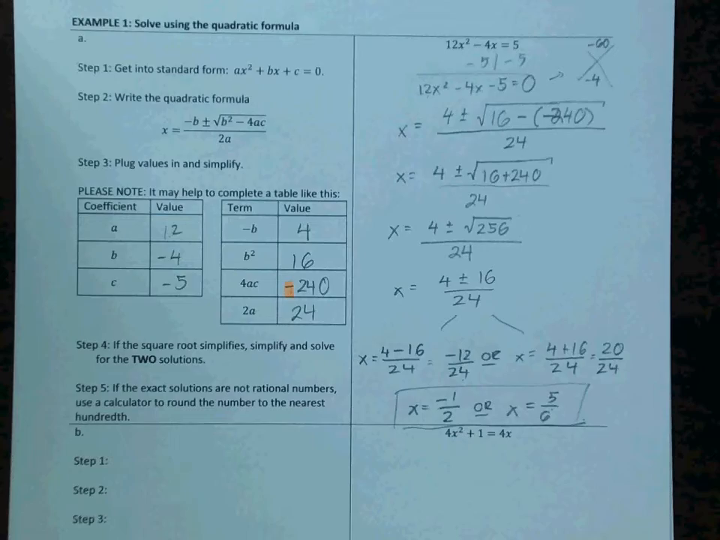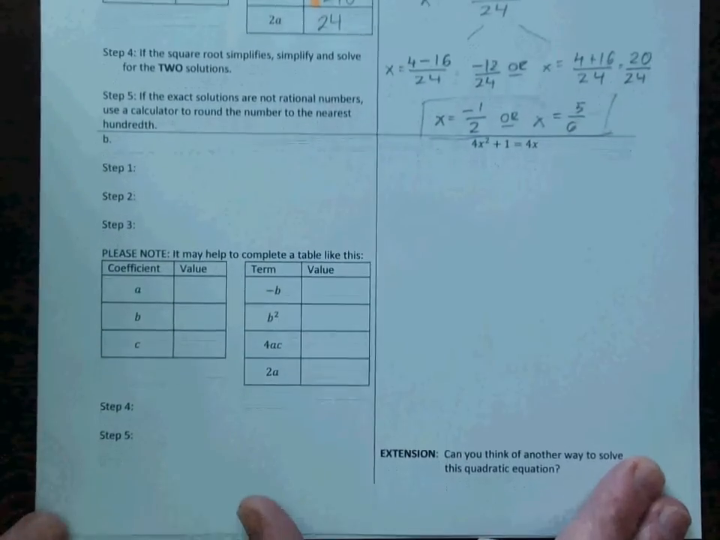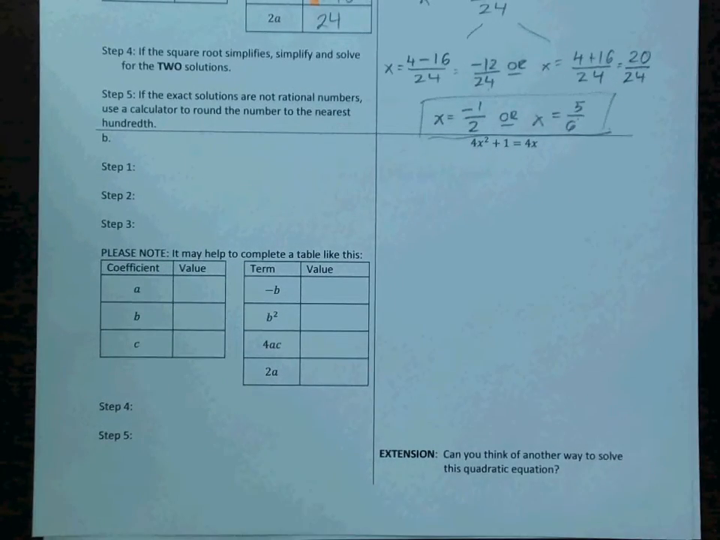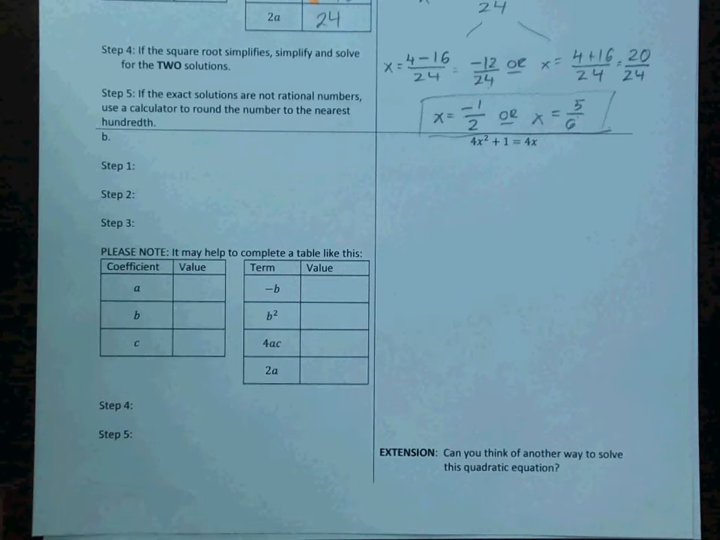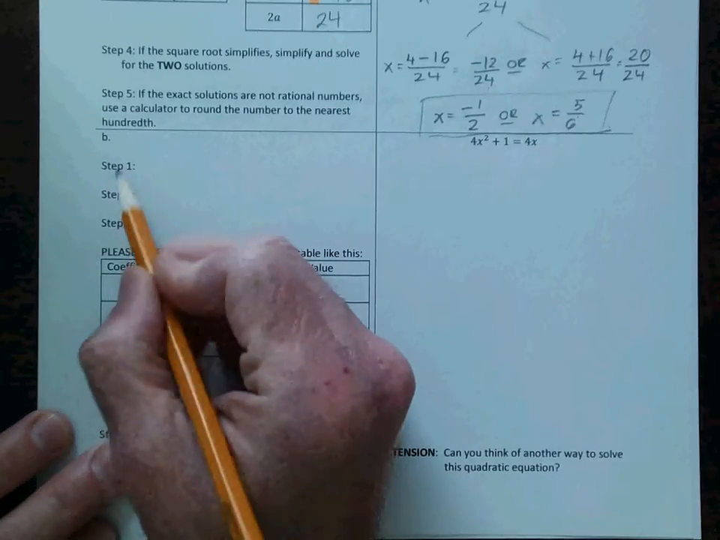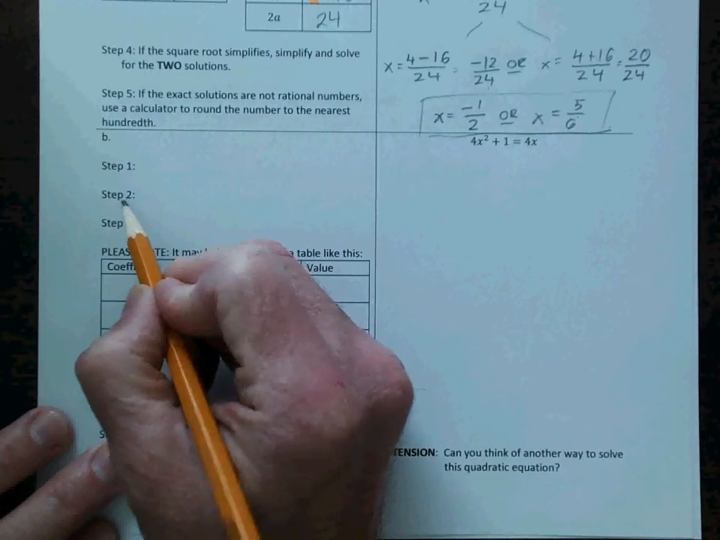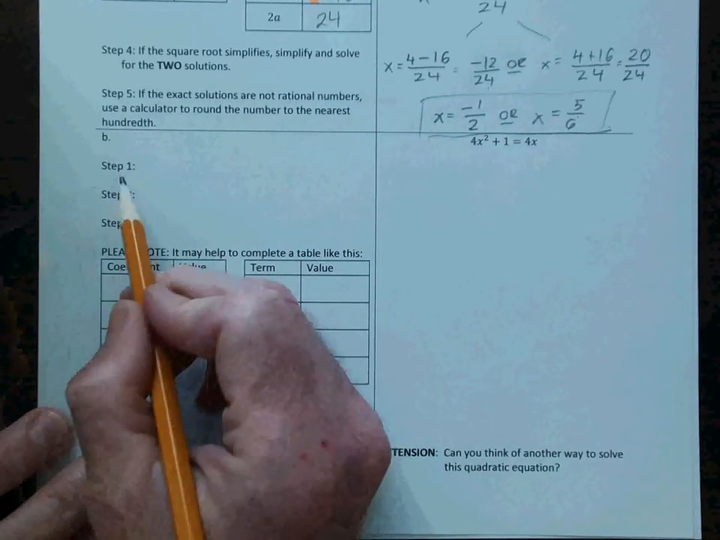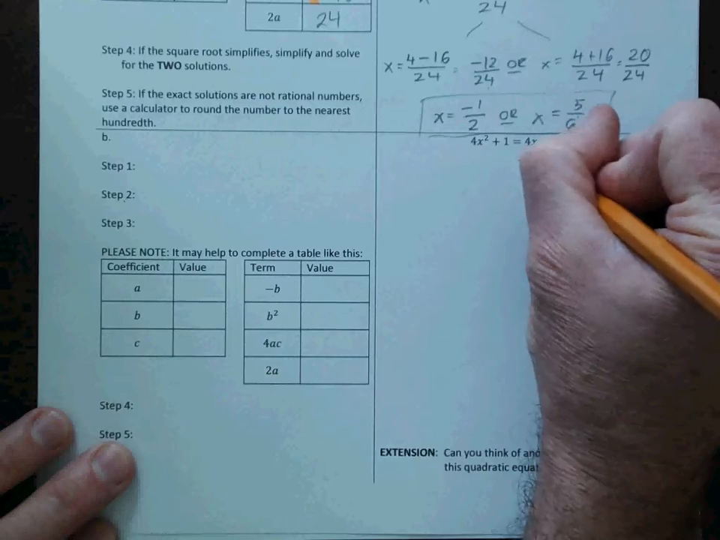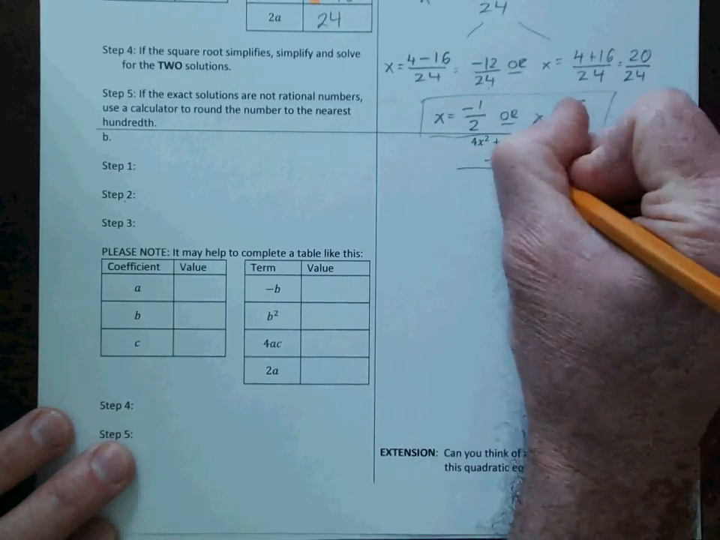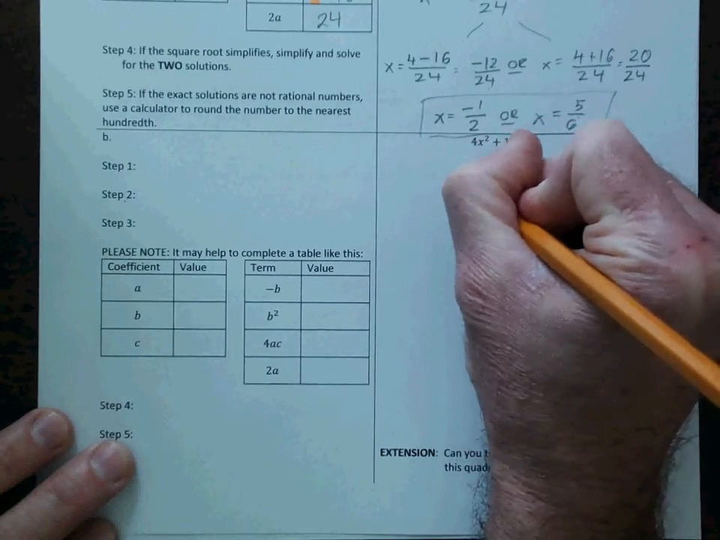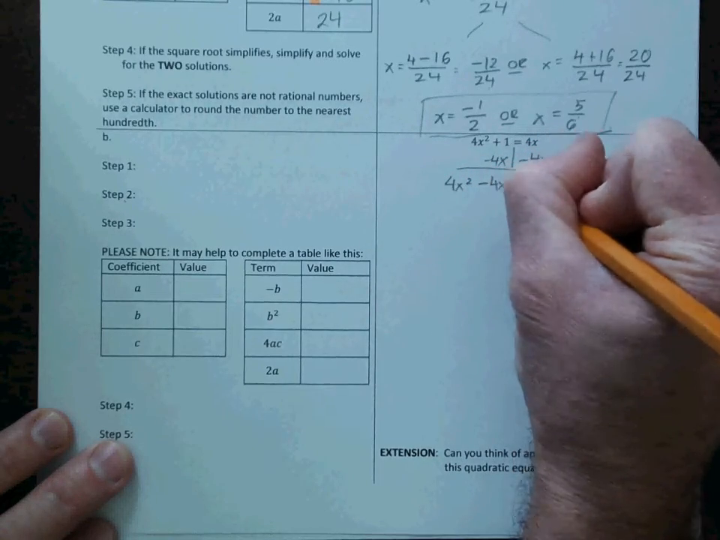Okay, so now in the video, problem B, you should pause it and try to solve problem B. There's a little bit of a trick on this one, but pause it and then come back. Okay, we are back. So I'm not going to fill out the steps, except I may write the quadratic formula in step 2. But step 1 is to get it in standard form, so I'm going to subtract 4x from both sides. 4x squared minus 4x plus 1 is equal to 0.